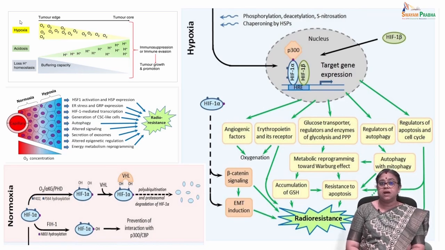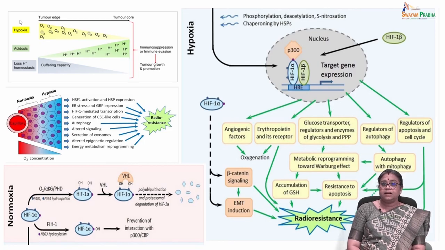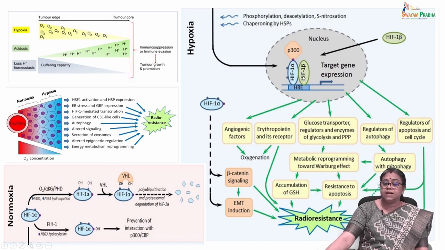Now, what happens in the hypoxic situation? In the hypoxic situation, there is a lot of phosphorylation, deacetylation and chaperoning by HSPs, which leads to an excess of HIF-1 alpha and HIF-1 beta production. The heat shock proteins, functioning as chaperones, push the HIF-1 alpha and beta proteins into the nucleus. Here you see the HIF-1 alpha and beta entering the nucleus. In the DNA, there is a region which is a HIF-1 responsive element, HRE. This responsive element is bound by HIF-1 alpha and HIF-1 beta, and this in turn is bound to the P300 family of proteins.